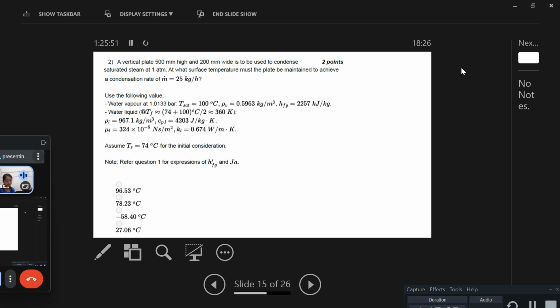Now a vertical plate of 500 millimeter high and 200 millimeter wide is to be used to condense saturated steam at 1 atmosphere. At what surface temperature must the plate be maintained to achieve a condensation rate of? So this time they have given the condensation rate m dot. We need to substitute and back calculate and find out what is the Ts or T sat. Ts, right? Surface temperature, Ts.